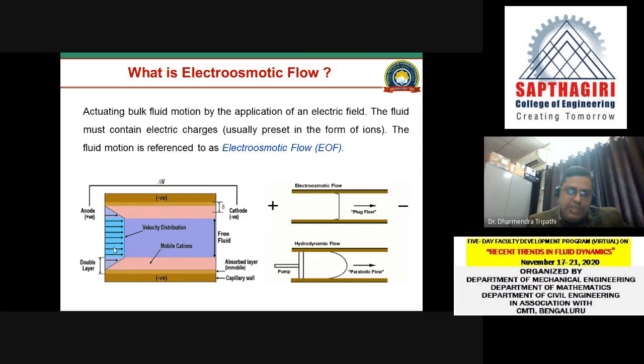So this is the complete structure of electroosmotic flow: there is a negatively charged surface, in between there is an electrolyte passing, and we apply the external electric field. This is the voltage, and this is the anode and cathode. And when fluid is flowing from this portion to that portion, the nature of the electric double layer we will discuss in the next or next to next slide.